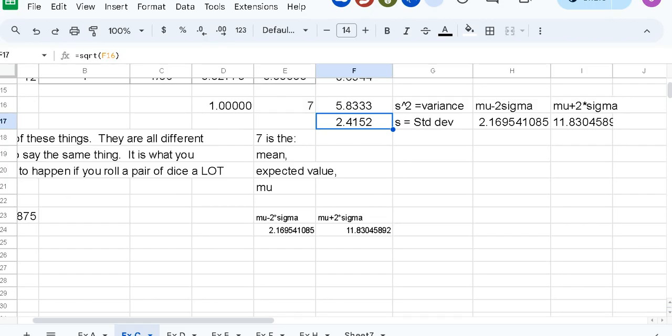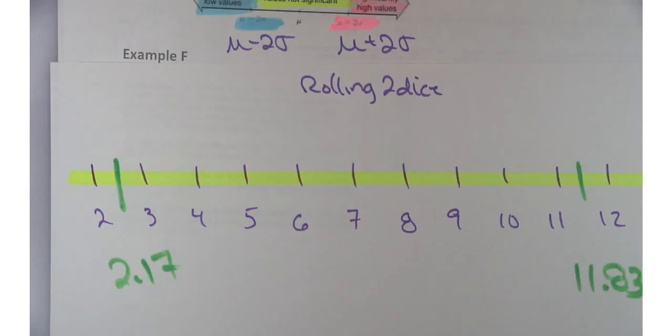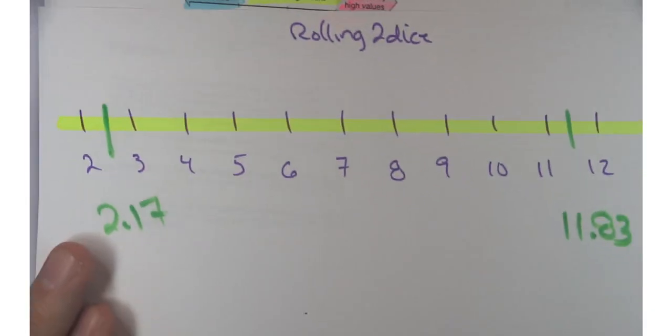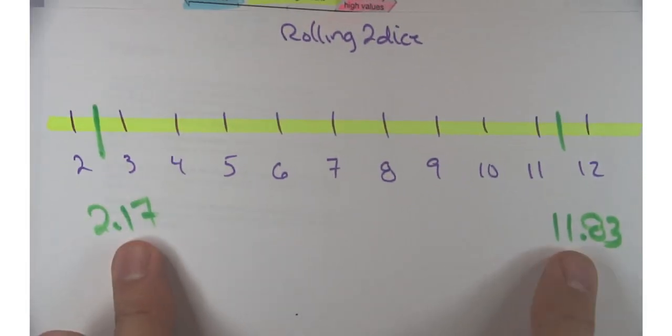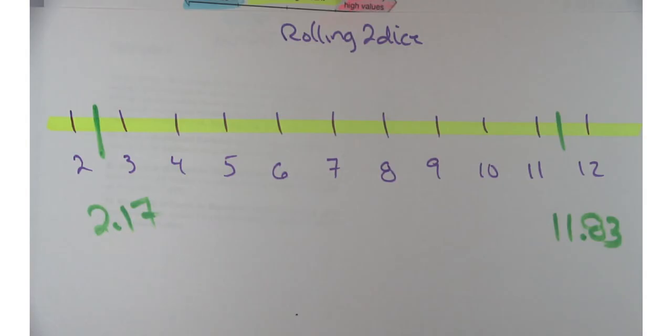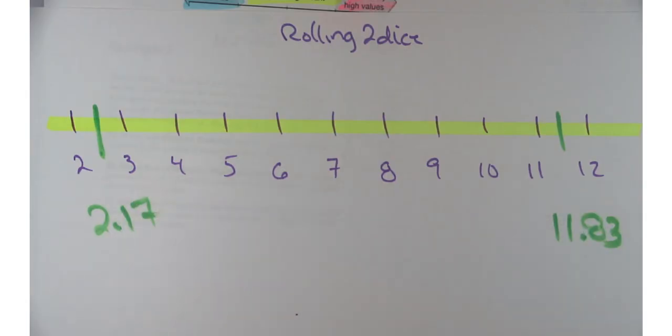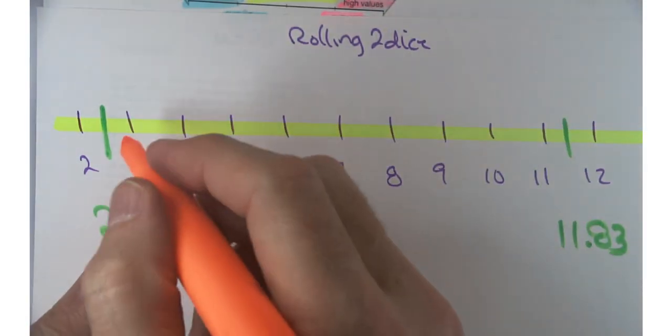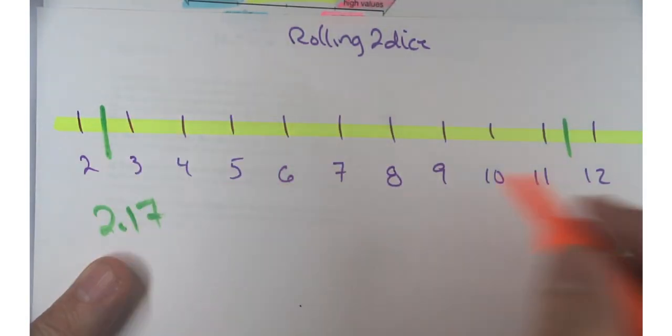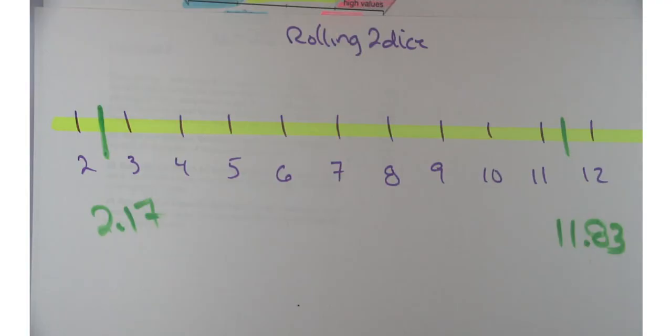Let's look at what that means. First question first. Can I roll a pair of dice and get an 11.83? No. Nor can I get a 2.17. That's okay. This is just giving me the range for typical values. None of these values are significant. So these are your non-significant values right in here.